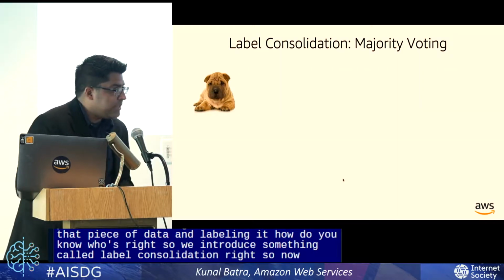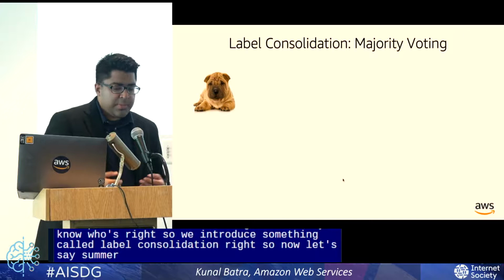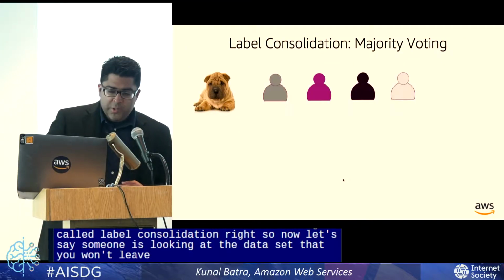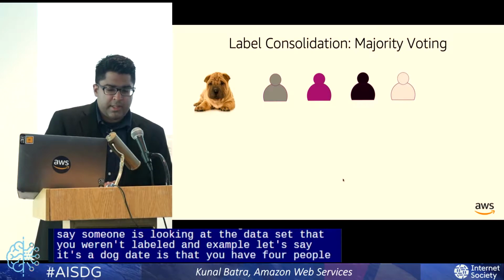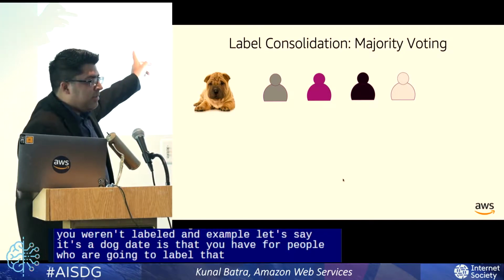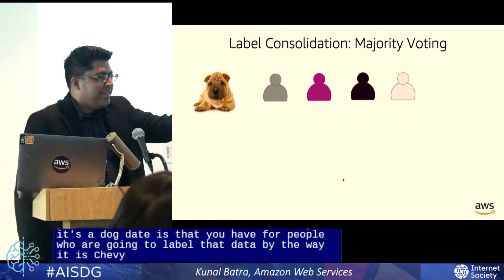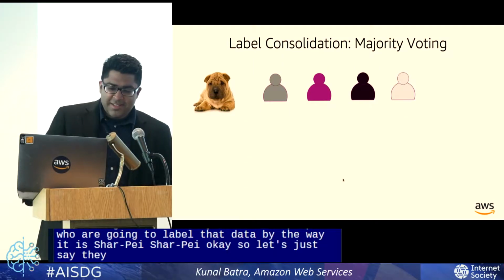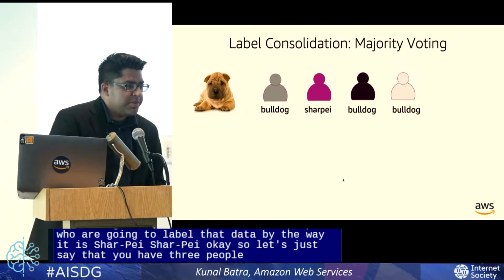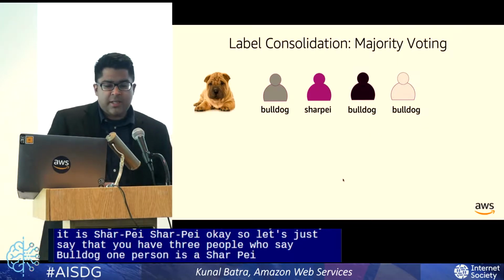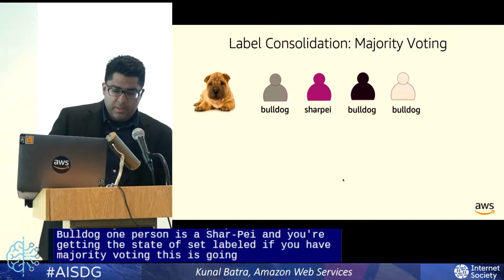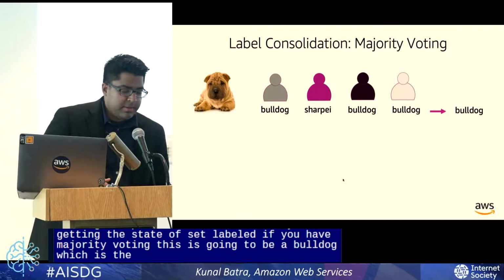So now let's say someone's looking at a data set that you want labeled, and for example, let's say it's a dog data set. You have 4 people who are going to label that data. By the way, does anyone know what dog that is? Sharpei? Are there anything else? Sharpei? Okay. So let's just say that you have 3 people who say bulldog, 1 person who says Sharpei, and you're getting this data set labeled. If you have majority voting, this is going to be a bulldog, which is incorrect.